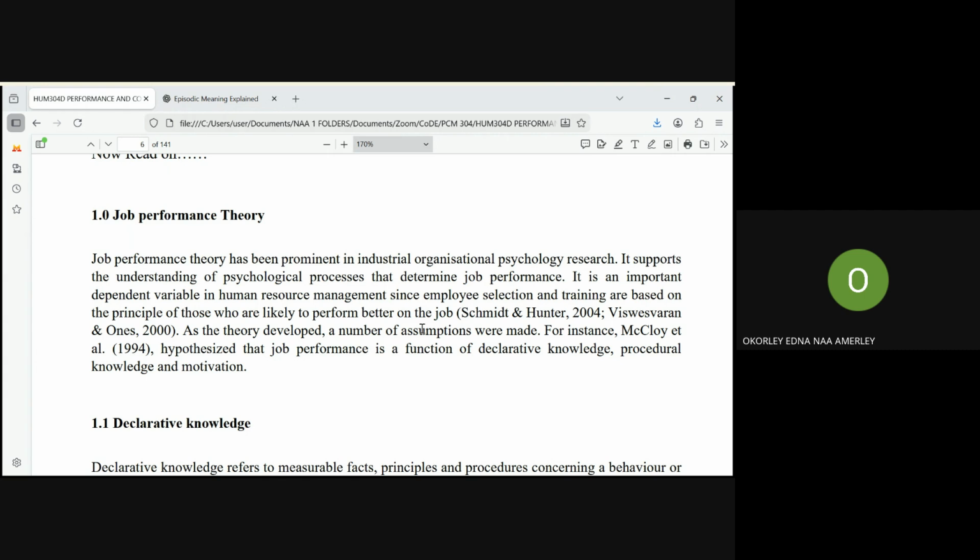If you have to perform or do a work, we need to understand the psychology that you are using. Because I remember one of you was mentioning that there are laid down processes or procedures for doing the job. So there is a need to understand the psychology of those processes that you will use to do the job. The main people who came up with these kinds of knowledge, declarative knowledge, procedural knowledge, and motivation, are McCloy et al., 1994.